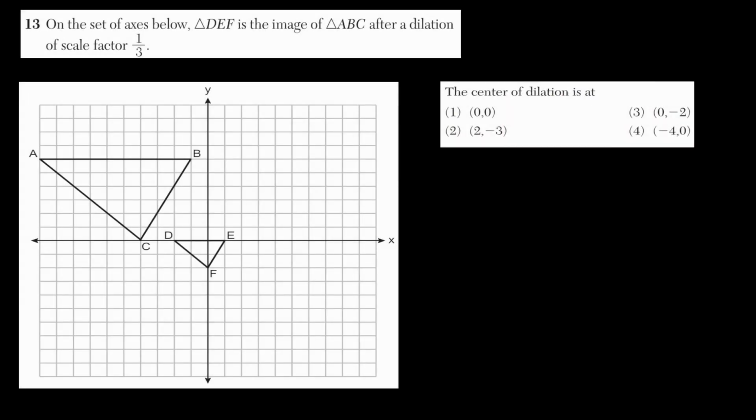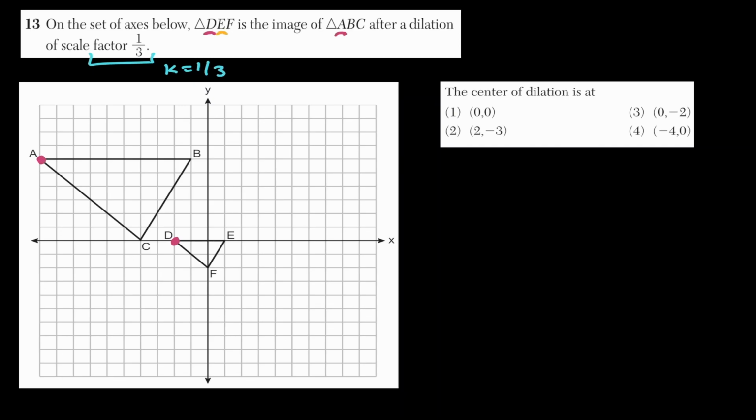In question 13, we are being given a set of axes below where triangle DEF, which is this little triangle that we have here at the bottom, is the image of a big triangle ABC, which we have here on the left, after a dilation of a factor of 1/3. And what we would like to figure out is, what is the center of dilation? Well, let's start matching whose point got dilated to who. The first letter, which is angle D, let's put this in red, got dilated to angle A, which we have here.